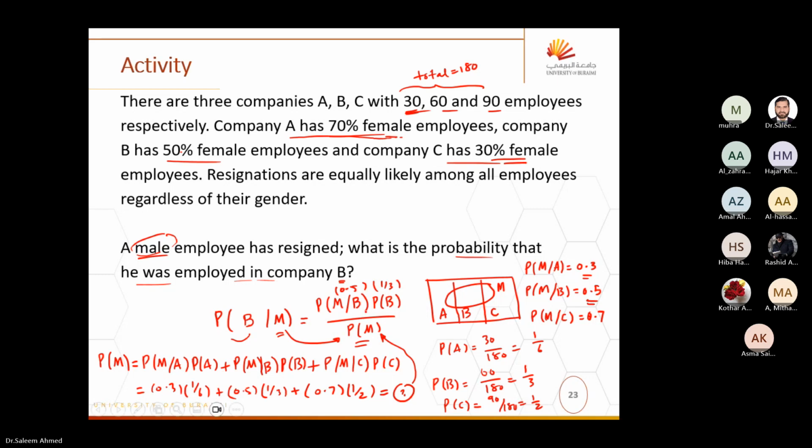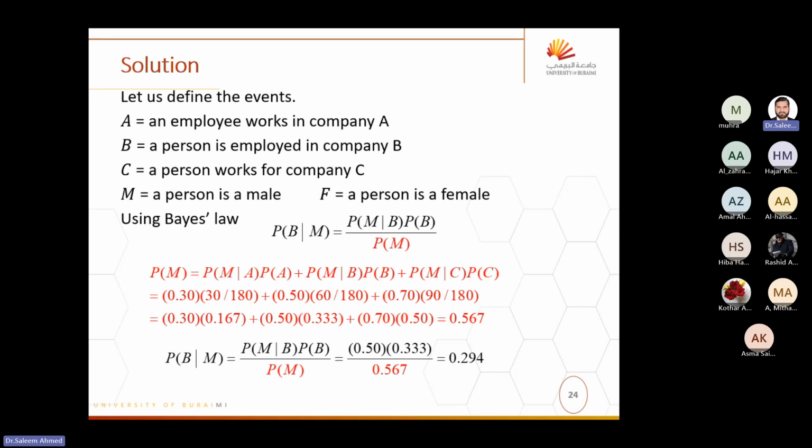I think in the next slide maybe I wrote the complete formula. No, we didn't write the complete one. I said here that the probability of M can be calculated separately. This is the law of total probability again. This is Bayes law, and this is the law of total probability. Now we put this 0.567 in the denominator. Probability of M given B was 0.50, and probability of B was 1 by 3, so 1 by 3 is 0.333. So this is 0.294.